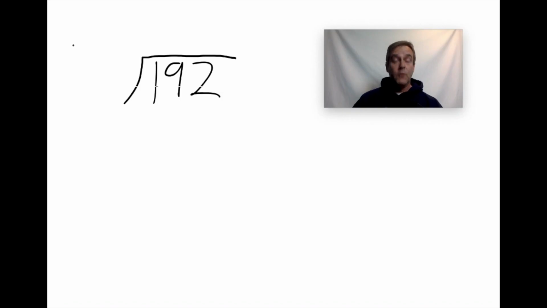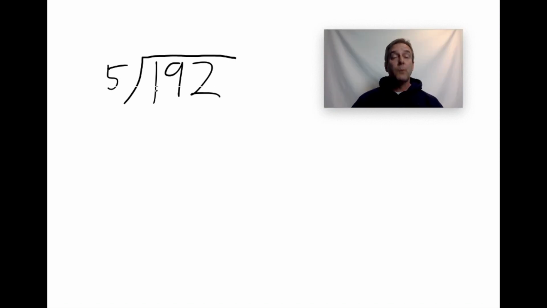Let's try it again, only this time it's not going to work out quite so nicely. We're going to take 192 and this time divide it by 5. Now, if you remember any of your division rules or even your times tables, you know that 5 is not going to go into something that ends in 2 evenly. We will have a remainder. I'll explain what that means.